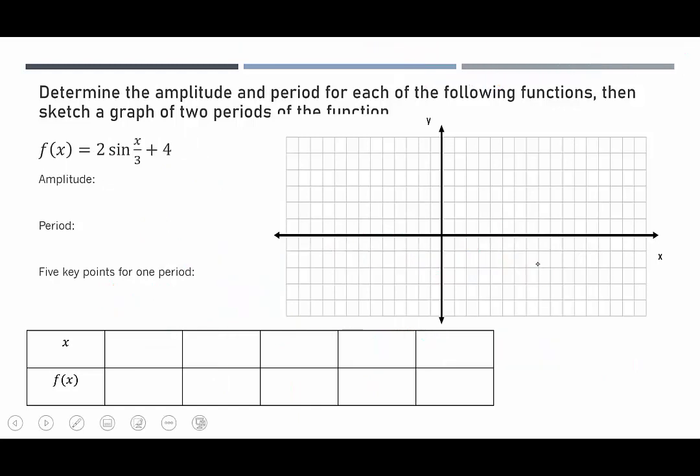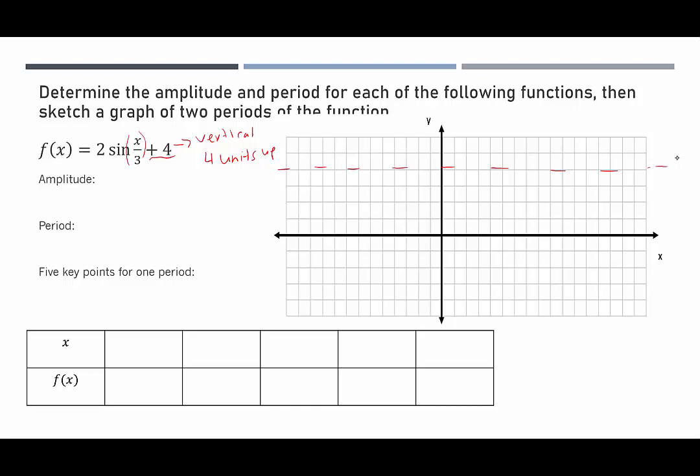In the next example, we have 2 times sine of x over 3 plus 4. Again, that plus 4 is indicating that there is a vertical shift of 4 units. So this is vertical 4 units up. So normally a sine graph would start at 0, 0, but this would start at 0, 4. This also indicates to us that the midline is moving to y equals 4, so we can go ahead and draw that in: 1, 2, 3, 4. Okay, so this is our midline.